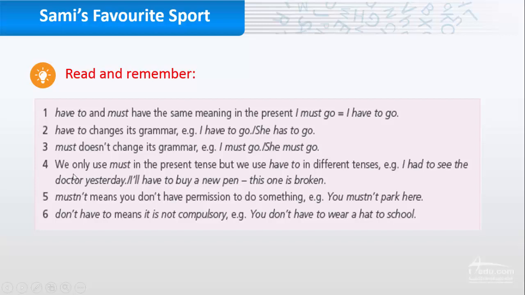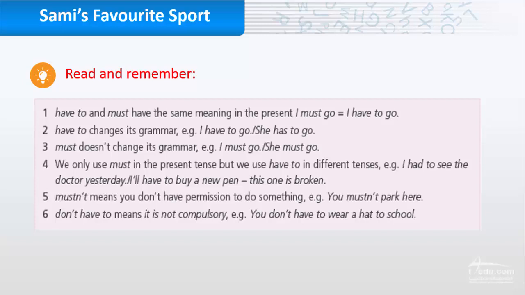Okay? Number four, we only use must in the present tense, but we use have to in different tenses. For example, I had to see the doctor yesterday. So this is in the past. I will have to buy a new pen. Also, this is in the future. So these are two different tenses. But if we are using must, it's always in the present tense. Must is always in the present tense.